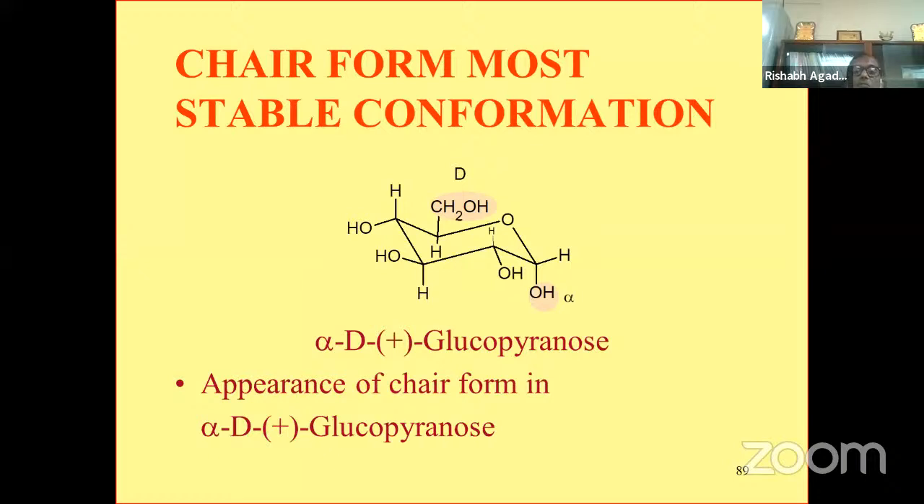Now coming to the chair form, the most stable conformation of glucose. Now we have alpha-D-glucopyranose. The ring is a pyran ring. Just replacing one carbon atom with oxygen, the ring will be called a pyran ring. And as it belongs to carbohydrates, it will be called glucopyranose. And here the alpha hydroxy group is below the plane of the ring, the capital D indicates a bulky group on the farthermost chiral carbon atom coming above the plane of the ring, and the positive sign indicates that the optical rotation of plane polarized light is in the right direction, and that will be called your glucopyranose. And the appearance of this chair form in alpha-D-glucopyranose.